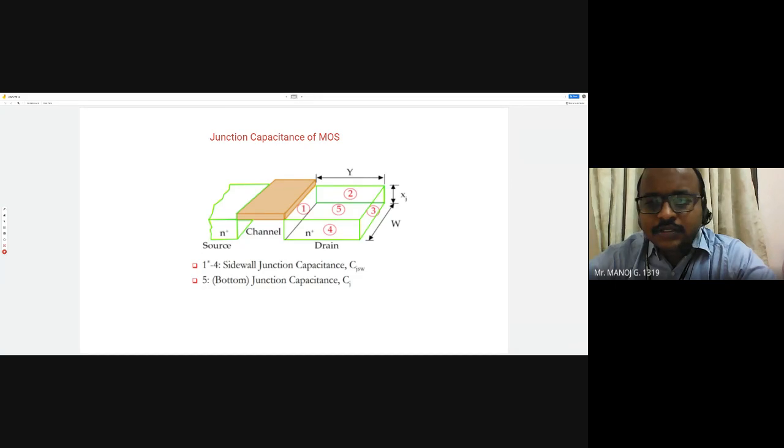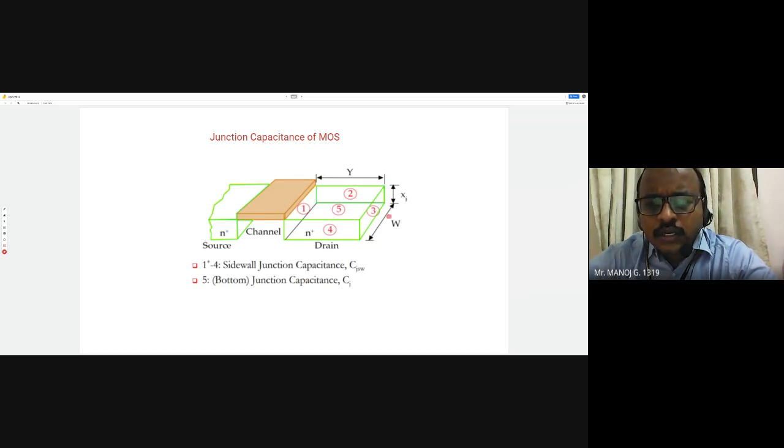Yeah, right, Hema. It's L into B. All of you know it. It's length into the breadth, right? So we'll be finding out what is the area. Look at this. This has got four walls, four junctions, and that is the fifth one in the center. In the five junctions, this is called sidewall. 1, 2, 3, 4 are sidewall junction capacitance, CJSW. And the bottom one is the junction capacitance, right?